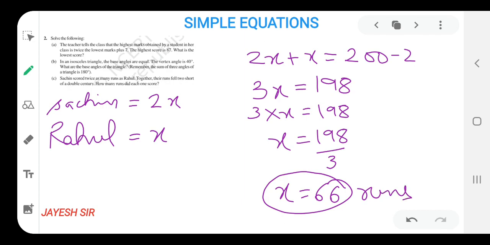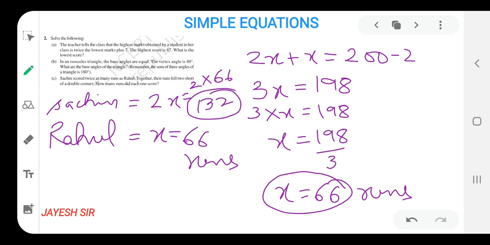So Rahul scored 66 runs, we have found. Now let us find the value for Sachin. Sachin is 2x, that means 2 into 66. What would be the score of Sachin? 2 into 66 will result in 132 runs. 132 runs were scored by Sachin, and 66 runs were scored by Rahul. I hope you all might be getting it. So this was the easier type of sums.